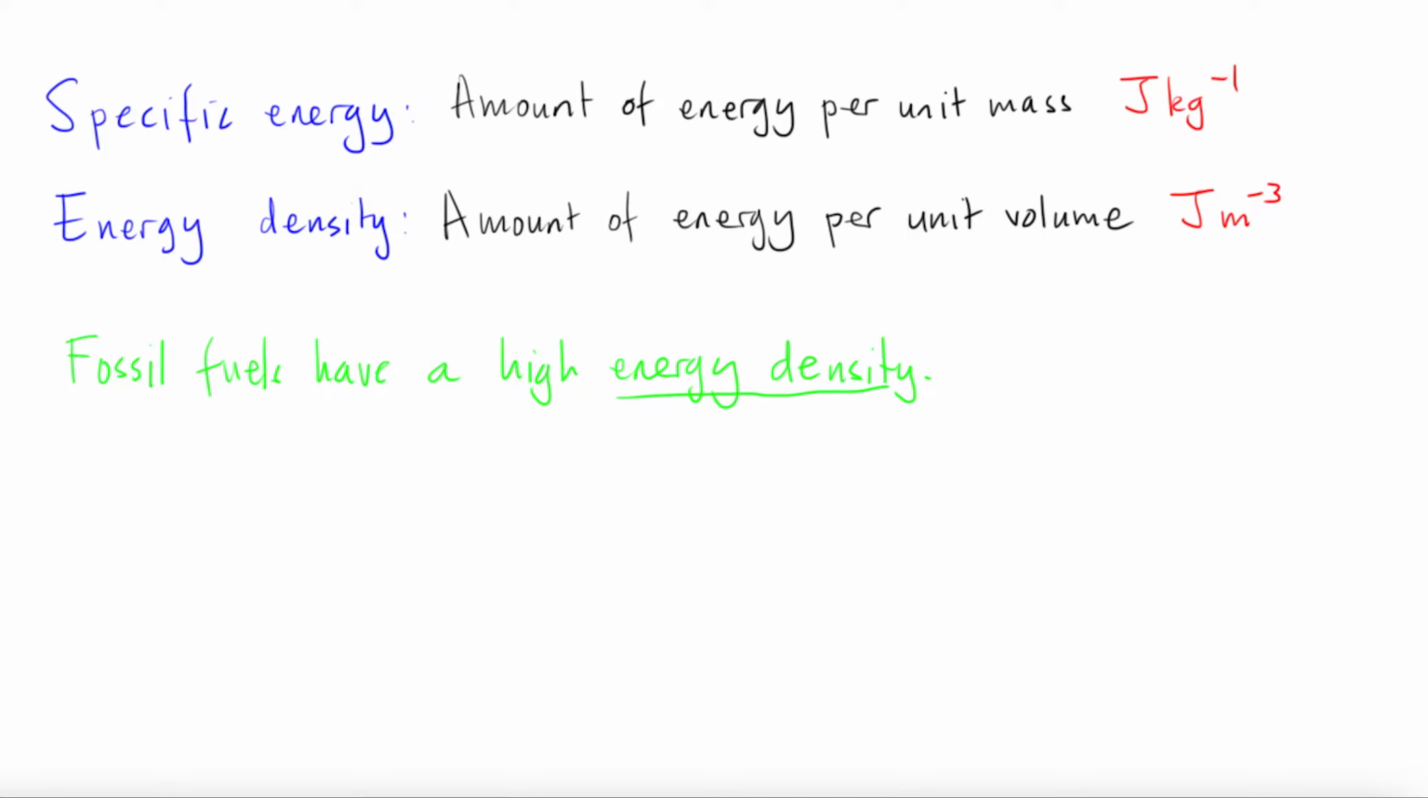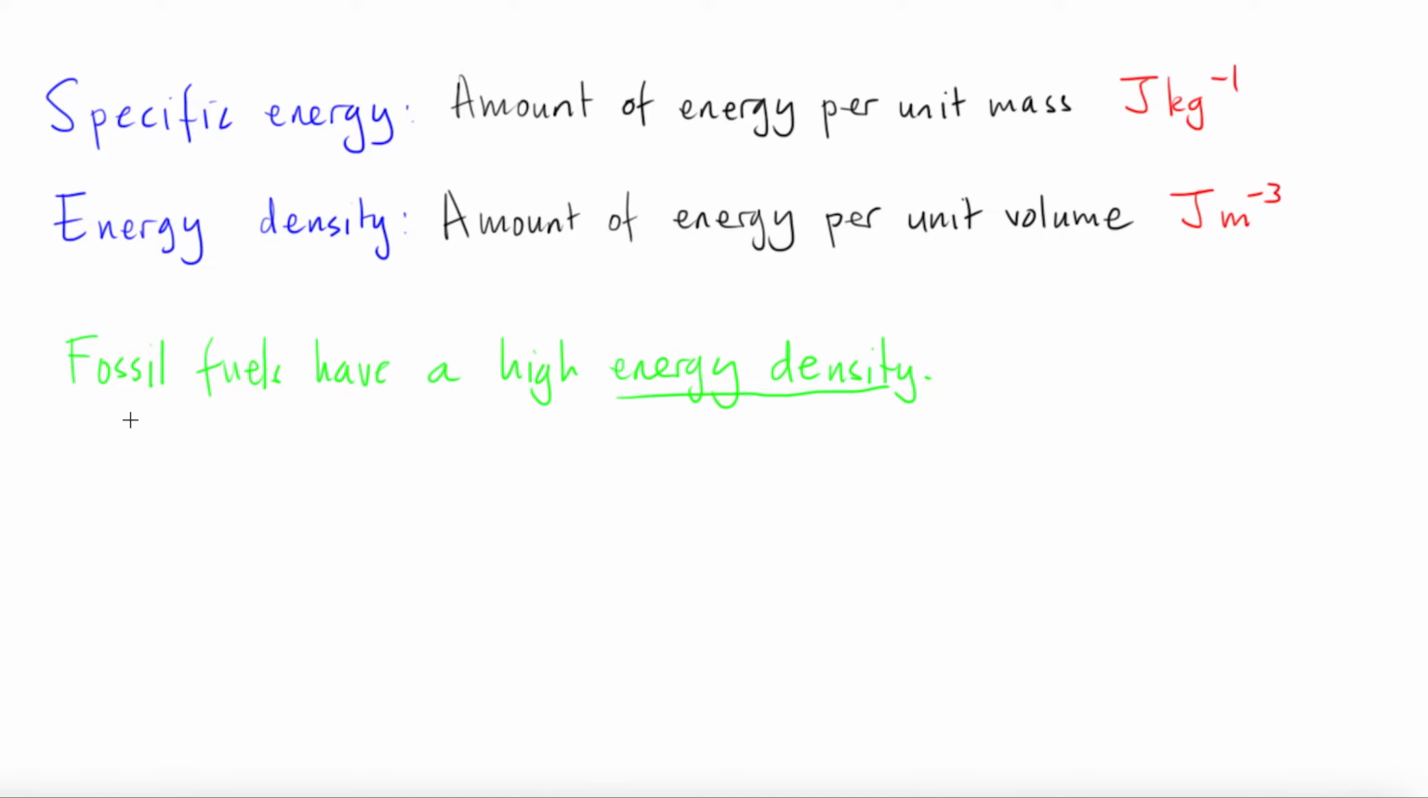There are also two different terms to do with energy that you're meant to know. One is specific energy and the other one is energy density. Now, whenever we hear the word specific in physics, it refers to per unit mass. So it's the amount of energy per unit mass, or joules per kilogram. Energy density, however, is the amount of energy per unit volume, or joules per cubic meter, J m^-3.